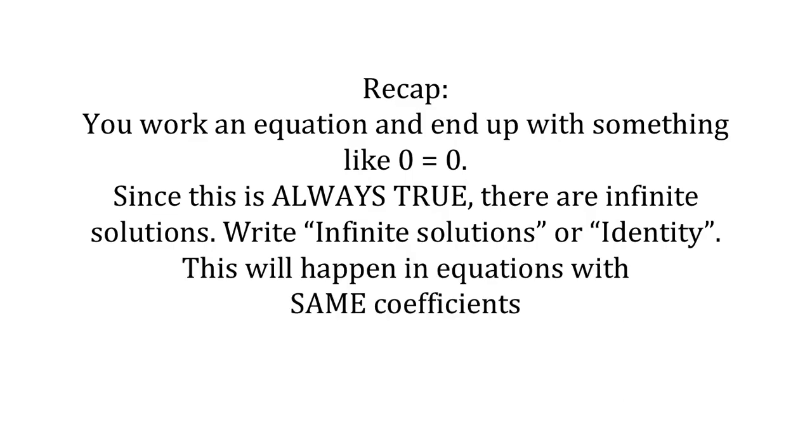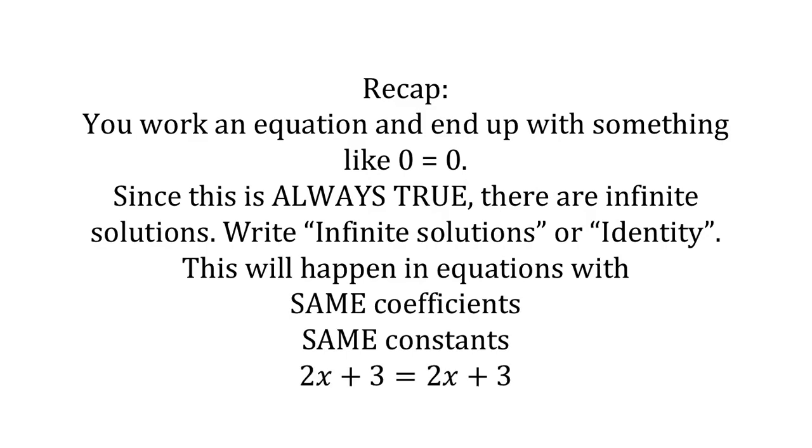And that will happen in equations where you have the same coefficients on both sides and the same constants on both sides. For example, 2x plus 3 equals 2x plus 3. I've got the same coefficient on both sides, 2x and 2x, and the same constant, 3 and 3. And look, the two sides here are identical. That's why you can think of it as an identity. You plug in any number for x here, and it'll work.